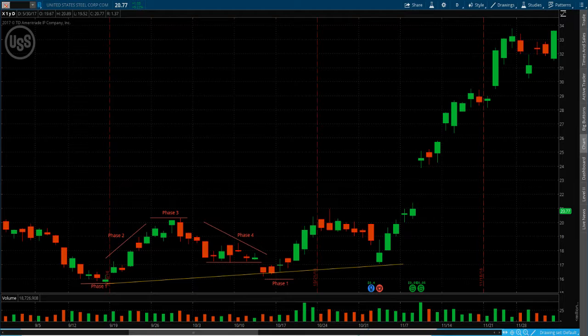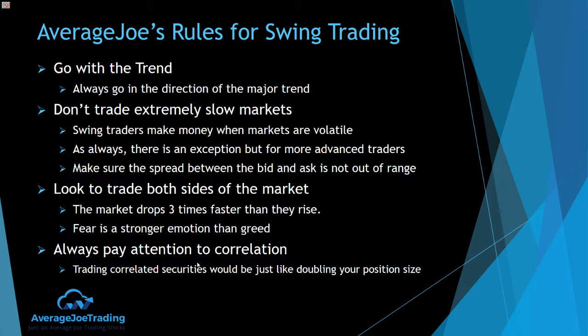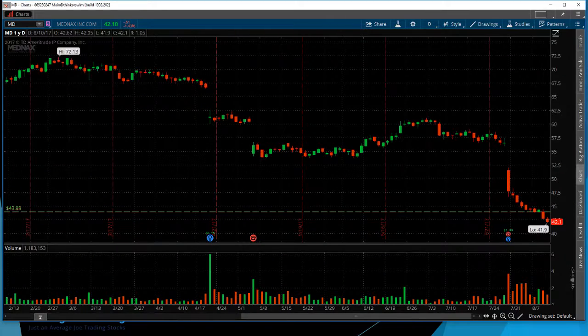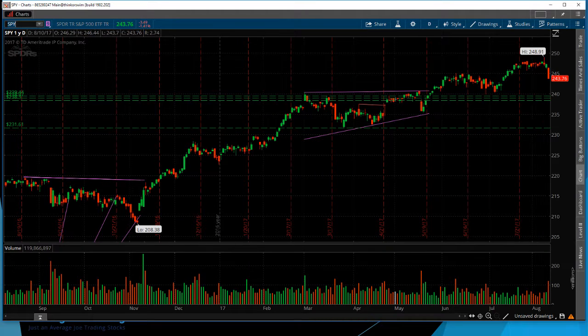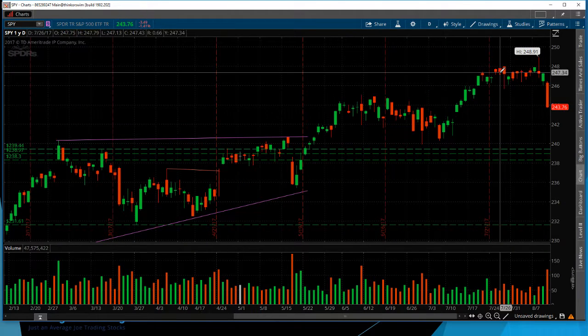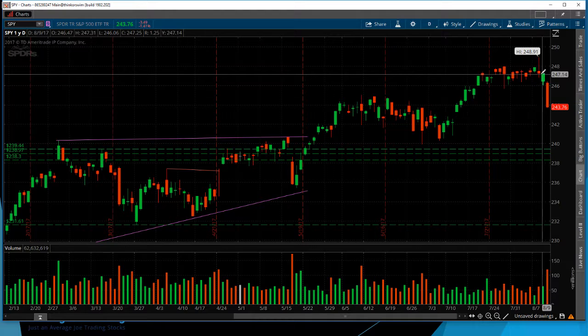All right, so while I'm waiting on the question, I'm going to just go through the rules real quick until we get the question. Always go with the trend. You want to go in the direction of the major trend. So let's take a look at the market today. This explains to you clearly why our oversold swing trades haven't worked this week.